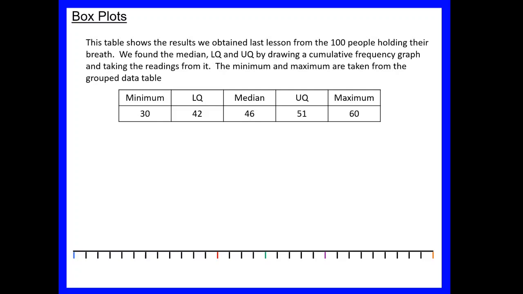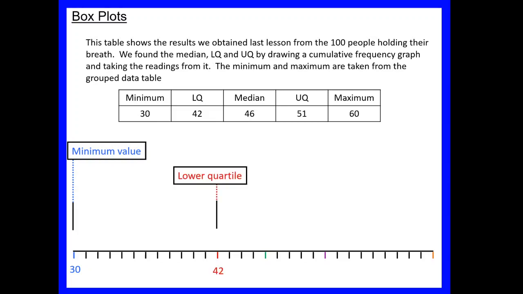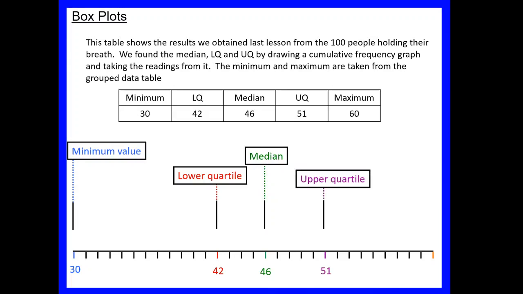Now the way we draw a box plot is that we draw a short vertical line to represent each of those 5 values. We're going to start with the minimum at 30. So I've drawn a small vertical line at 30, which is our minimum value. We're then going to draw another one for the lower quartile at 42. As I said, my scale is going up in ones for each of those lines. The same for the median, upper quartile, and the maximum. So we've got 5 short lines above our scale.